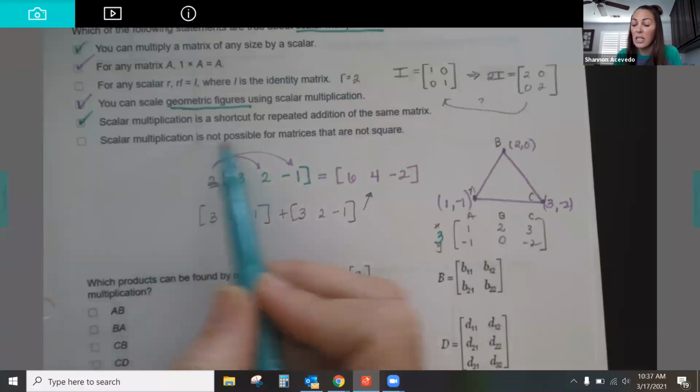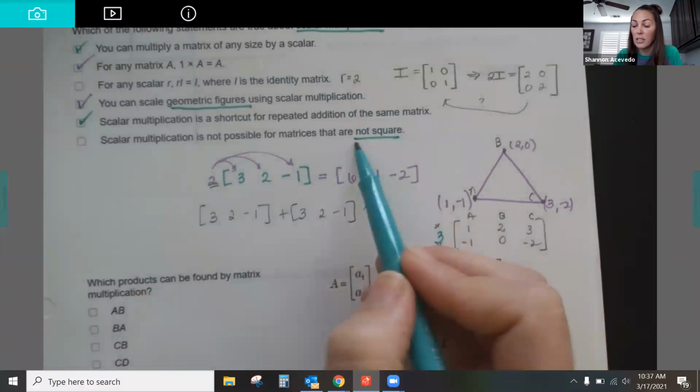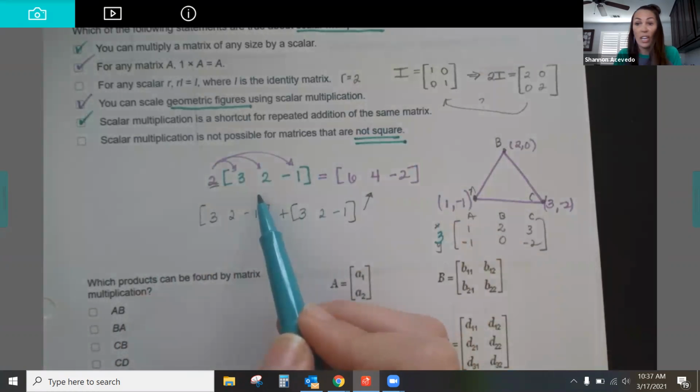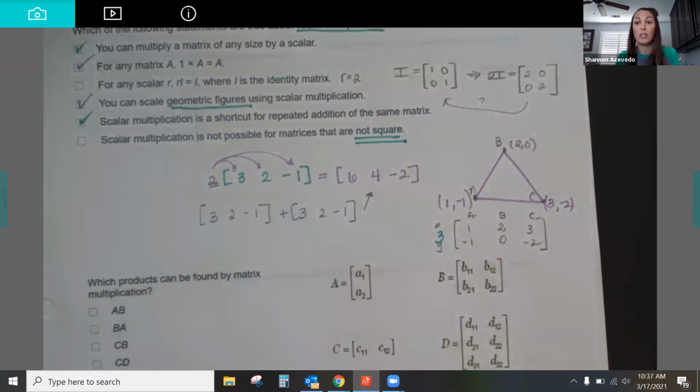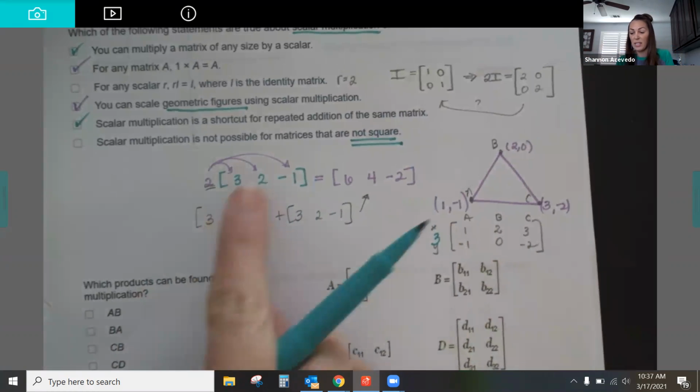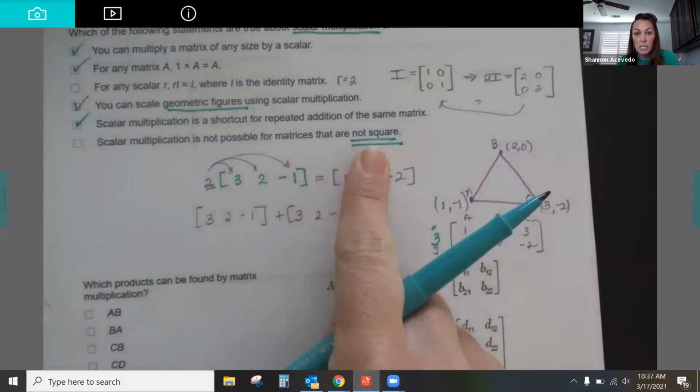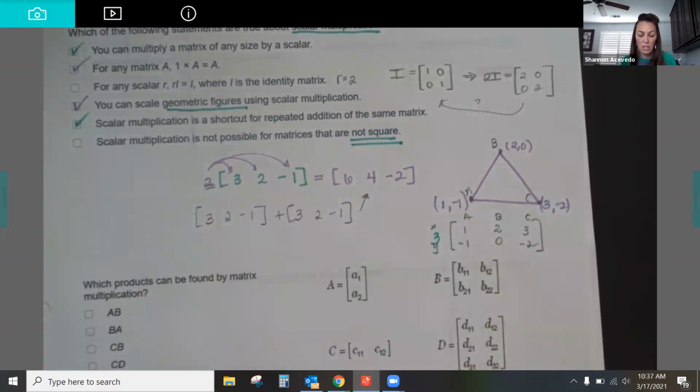Scalar multiplication is not possible for matrices that are not square. This example right here is not square, and we were able to do it. So that shows it's wrong right there, that this is not true. It does not have to be square to be able to use the multiplication. Any questions going through those? Kind of like these problems because it touches bases on a lot of different things.